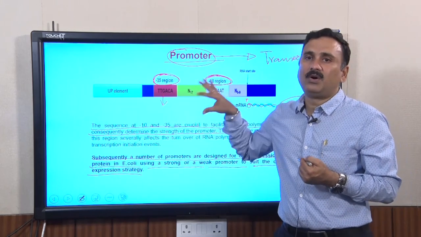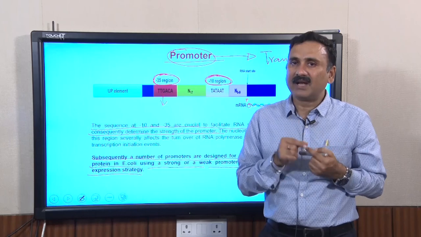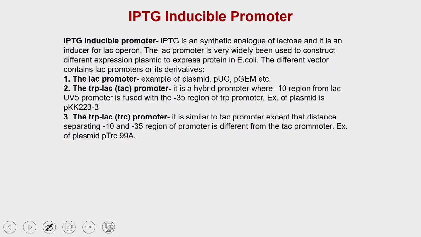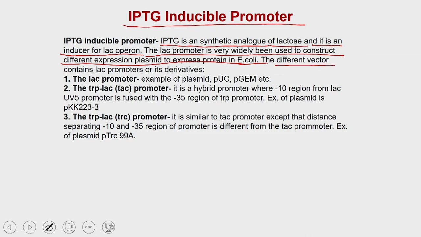Based on these weak or strong promoters, people have developed different types of vectors, and that is how they have developed the different types of E. coli expression systems. First is the IPTG inducible promoter. IPTG is a synthetic analog of lactose. Mostly the IPTG inducible promoters are the lactose promoter or lac operon, used to induce the lac operon. The lac operon is very widely used to construct different expression plasmids to express protein in E. coli. The different vectors contain the lac promoter or its derivative. One example is the lac promoter, in plasmids like pUC, pGM, etc.